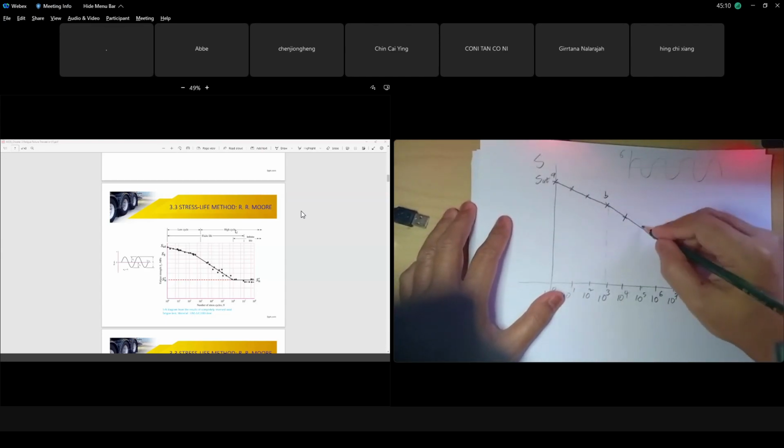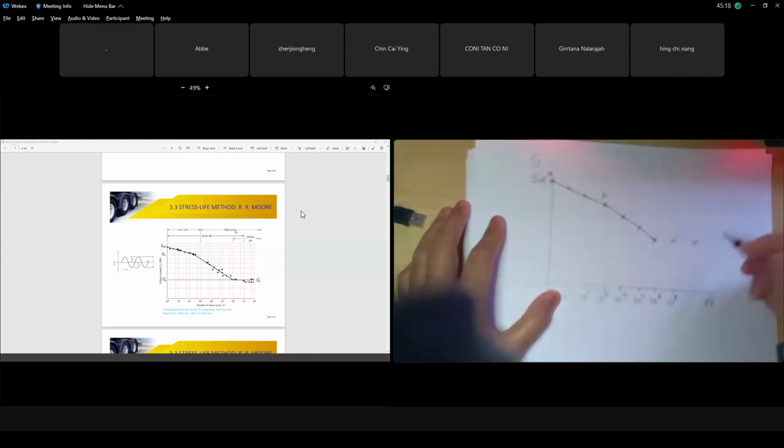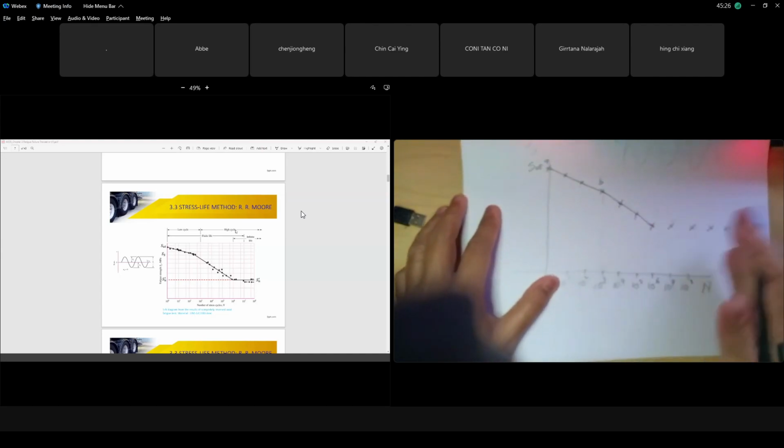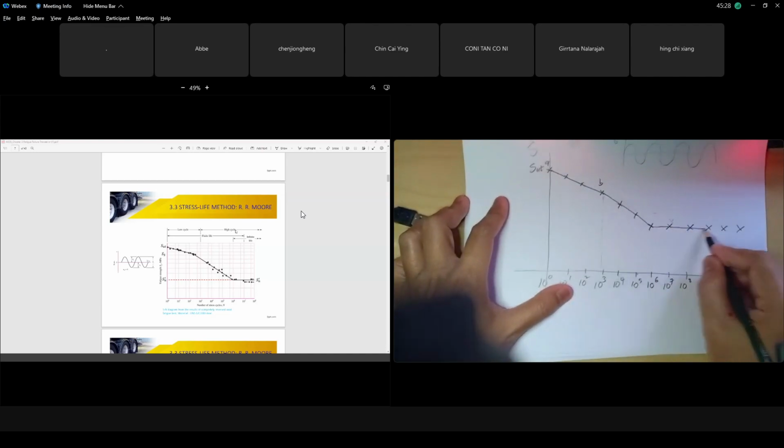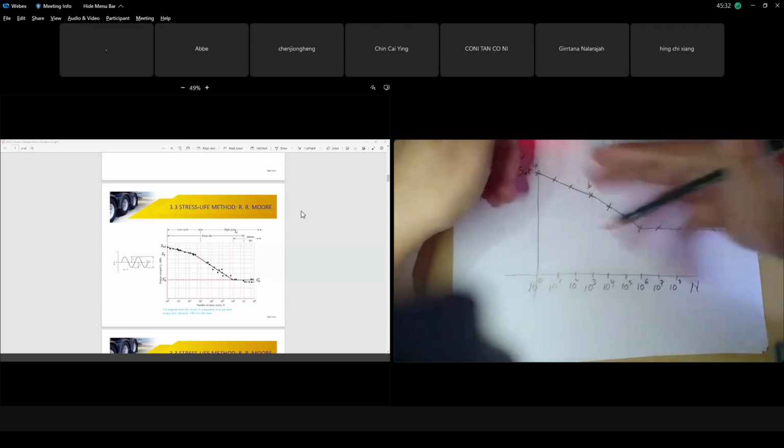So where is the data for 10 to the power of 5 to 10 to the power of 6? After 10 to the power of 6 and above, at 10 to the power of 7, it does not go down, it becomes constant like this. Yeah, it becomes constant, 10 to the power of 8 and so on and above. This is your cycle. So it becomes a straight line. They found out it becomes a straight line.